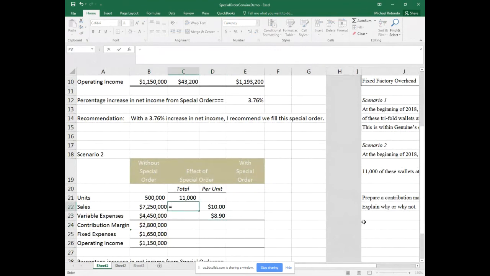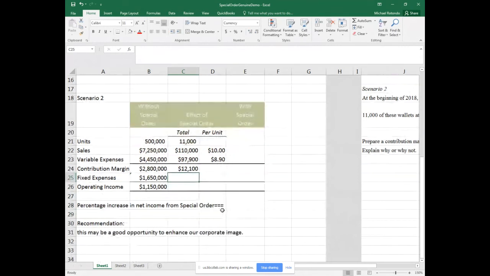So if we look at our sales now, we sell 11,000 at $10 each. We come up with sales of 110,000. For our variable expenses, we would take our 11,000 times the $8.90, right? And get 97,900. So we're going to end up with a positive contribution margin here. Remember, we're going to take our sales minus our variable expenses. And so that gives us a contribution margin of 12,100.